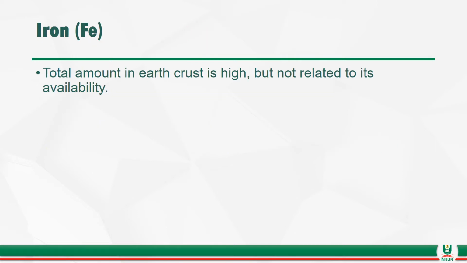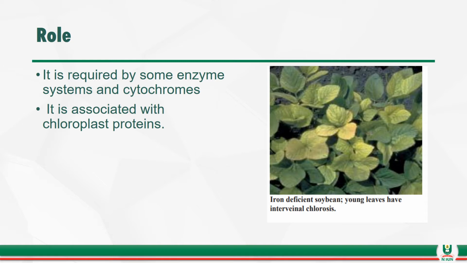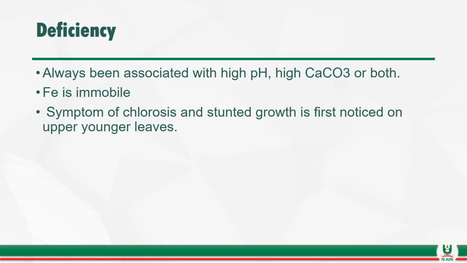Iron. The total amount in the soil and earth crust is high, but not related to its availability. The role of iron: it is required by some enzymes and cytochromes. It is associated with chloroplast proteins. Deficiency has always been associated with high pH, high calcium carbonate, or both. Iron is immobile. Symptoms of chlorosis and stunted growth are first noticed on the upper younger leaves.